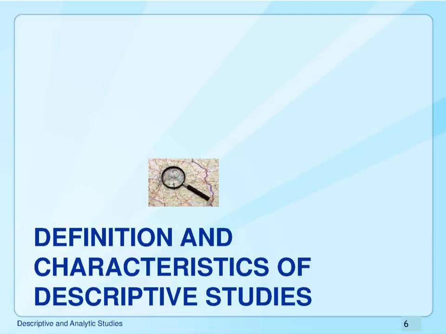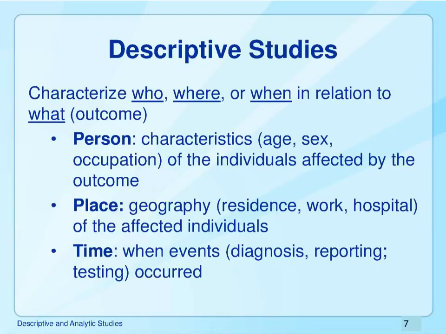So let's begin by talking about descriptive studies, and then we'll move on and talk about analytical studies. Now, as we've already mentioned, descriptive studies answer the who, where, and when in relation to an outcome. In other words, they help us identify the potential independent variables that lead to a dependent variable. From this, we can then generate a hypothesis to explain the relationship between the independent and dependent variables.